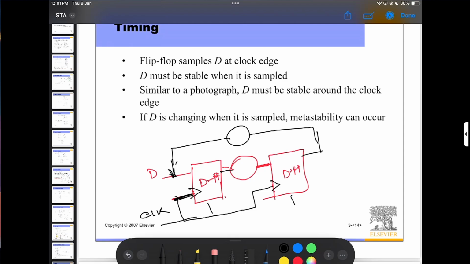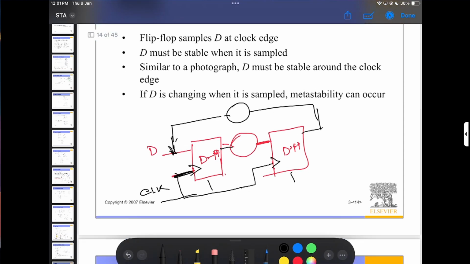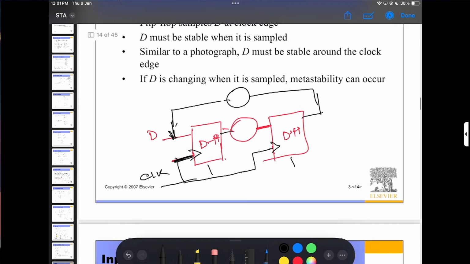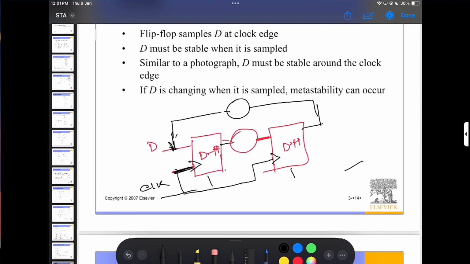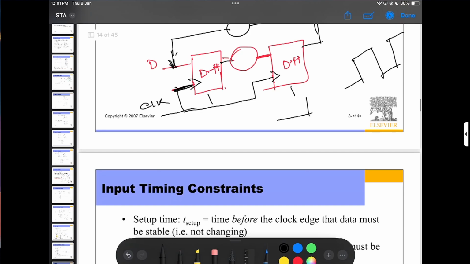D must be stable when it is sampled. Similar to a photograph, D must be stable around the clock edge. At the clock edge, D must be stable. Now I will tell you this concept.